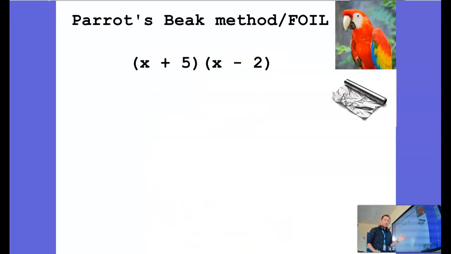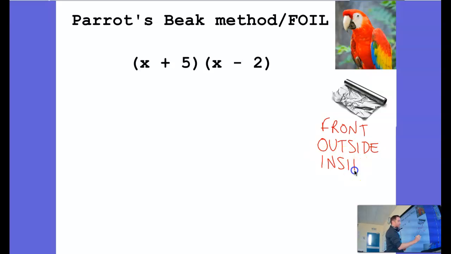That's the grid method. It is so similar in some ways to this next method, but I think I prefer this next method. It's a little bit quicker, I think, a little bit less writing. Now, this is sometimes called FOIL, which stands for front, outside, inside, and then last. Some people prefer to remember it this way: front, outside, inside, last. The principle is the same.